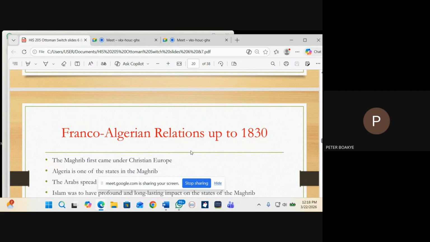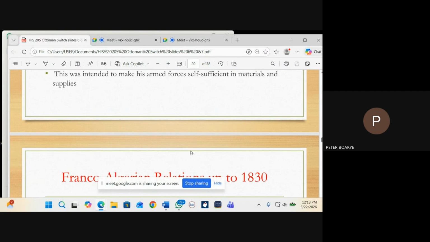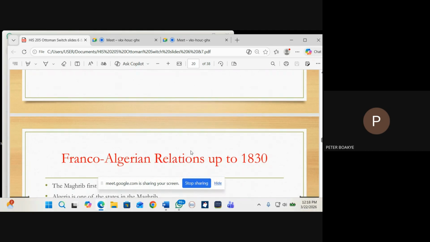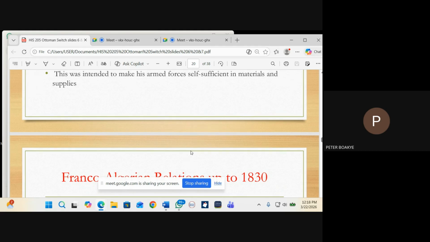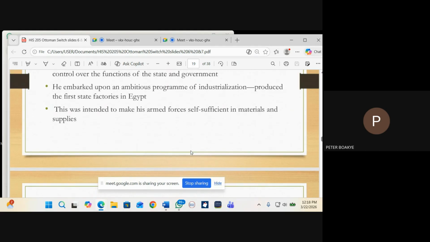I will pause here and invite questions. Somebody wanted to ask a question. Now that I'm done with Egypt, I will pause here and invite all the questions that you have. After that, we'll move on to French and Algerian relations, which we refer to as Franco-Algerian relations up to 1830. That's the last topic left. So before we proceed to look at the last topic, let me invite your question. You mention your name and you go ahead to ask your question.